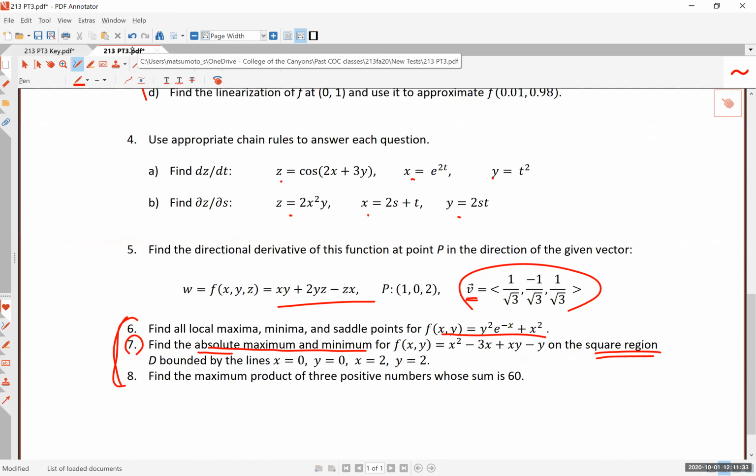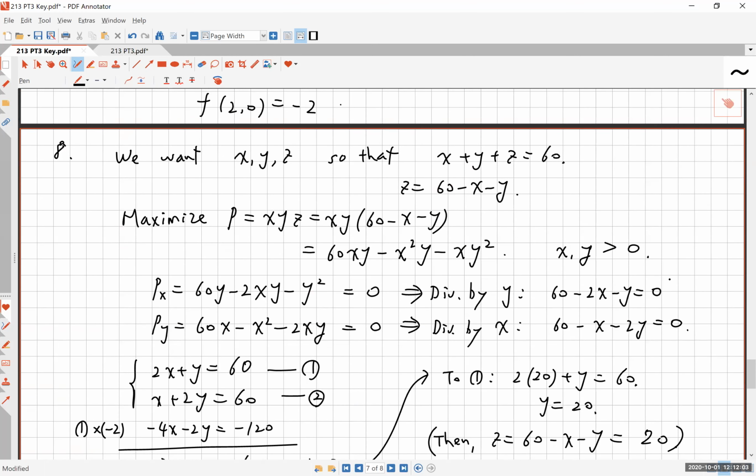All right, that would lead us to the final question. Find the maximum product of 3 positive numbers, x, y, z, whose sum is 60. Very simply stated, one line, but it is a rather complicated optimization problem, right? You're trying to maximize the product xyz under the constraint that the sum x plus y plus z is equal to 60. All right, so this is the way we state this. We want xyz all positive so as to maximize xyz, under the constraint that x plus y plus z is equal to 60.